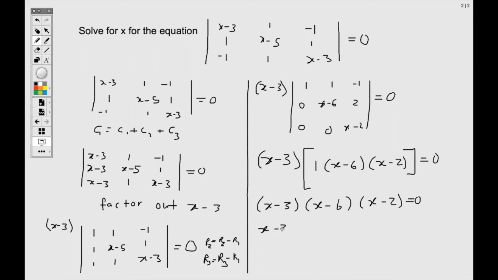So I have x minus 3 equals 0, so x is equal to positive 3. Change of sign. x minus 6 equals 0, so we have x is equal to positive 6. And x minus 2 equals 0, so x is equal to positive 2. There we go.